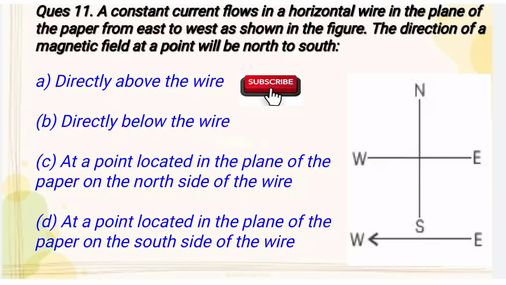A constant current flows in a horizontal wire in the plane of paper from east to west as shown in the figure. The direction of the magnetic field at a point will be north to south. Option B, directly below the wire.